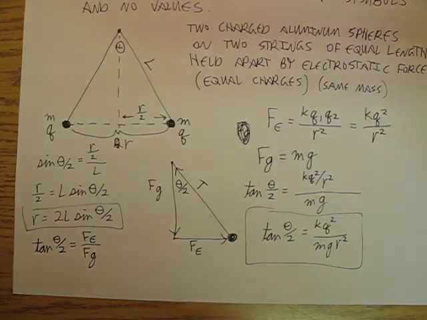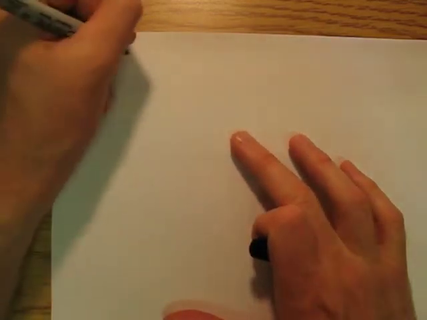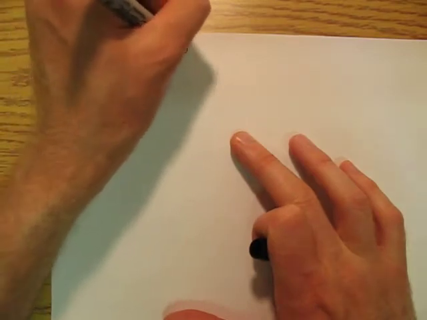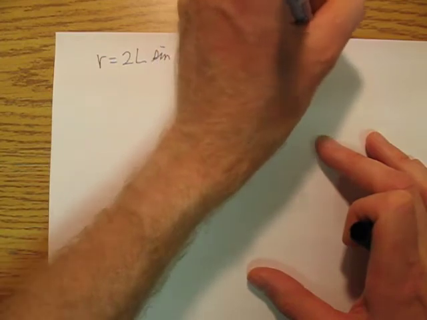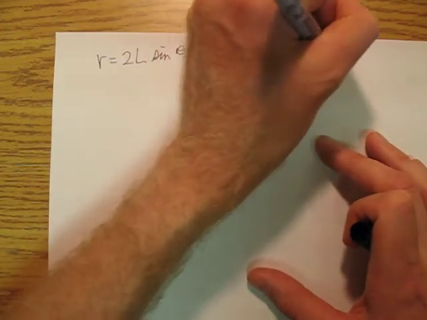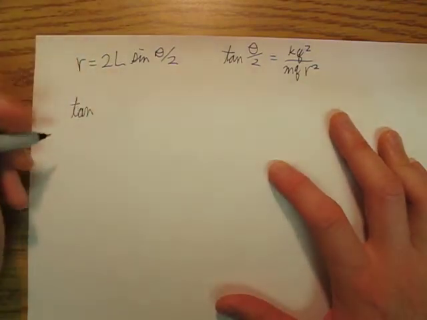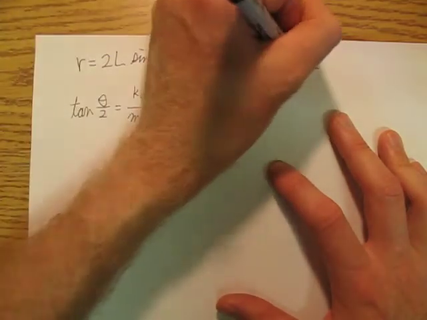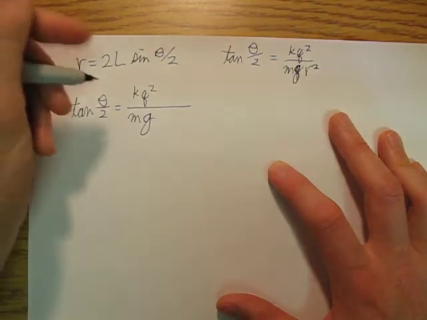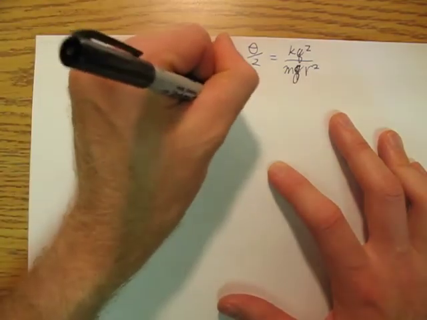Those are what I really need to hold on to, and we're going to go over into the next sheet, and I'm going to copy those down. Okay, so now we're going to throw this into there. So I'm going to say tangent of theta divided by 2 is equal to k q squared over m g, and then 2L sine theta divided by 2, all of that squared.